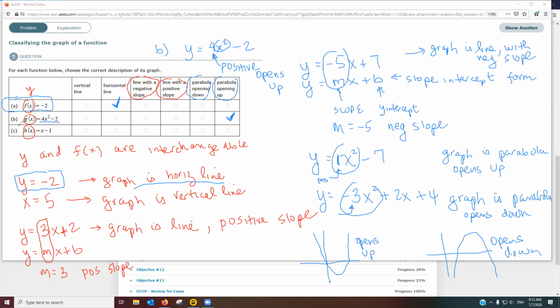All right, let me go to the last one, part C. I could think of this as y equals x minus 1. Well, if there's just an x in the equation like this, it is going to be a straight line. And what is the number sitting in front of x? Well, there's no number written, but I could put a 1 in front. And notice that means the slope here is m equals 1, but that's a positive number, so this means positive slope. So this graph is a line with a positive slope, so that would be the answer there.